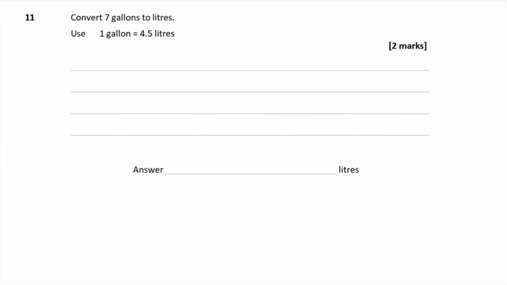Question 11, convert 7 gallons to litres. Use 1 gallon is 4.5 litres. I'm going to do this as a ratio. So if I know that gallons to litres is in the ratio of 1 to 4.5, and I want the number of litres in 7 gallons, then to go from 1 to 7, I need to multiply by a factor of 7, don't I? So I need to then multiply 4.5 times 7. So 7 lots of 4.5.